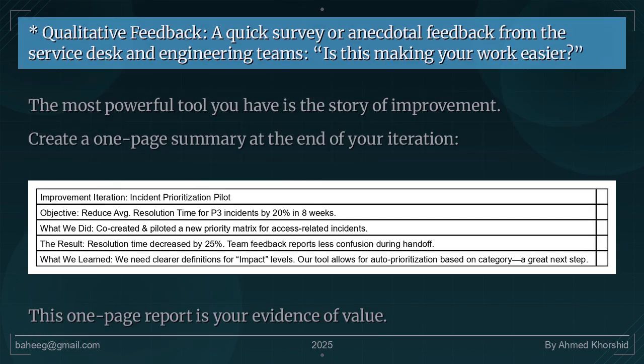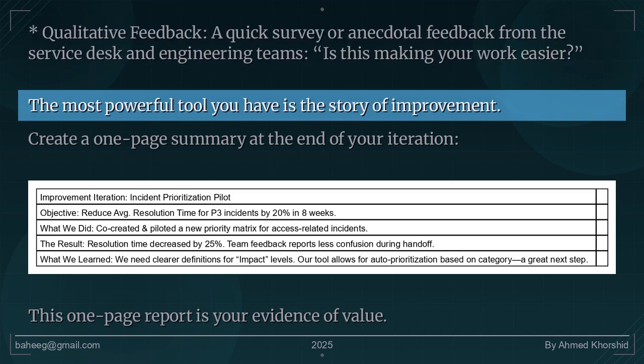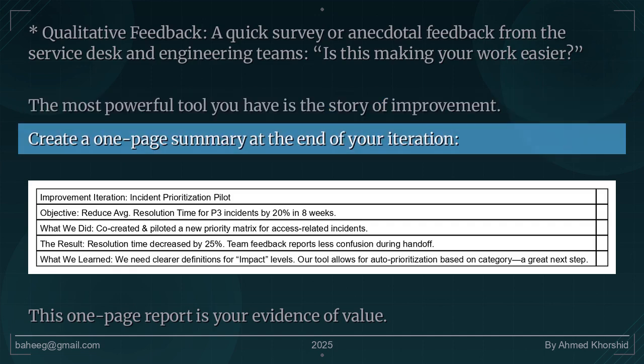Qualitative feedback, a quick survey or anecdotal feedback from the service desk and engineering teams. Is this making your work easier? The most powerful tool you have is the story of improvement. Create a 1-page summary at the end of your iteration.